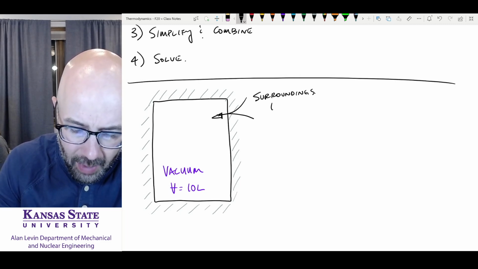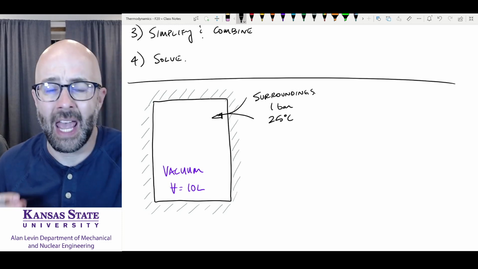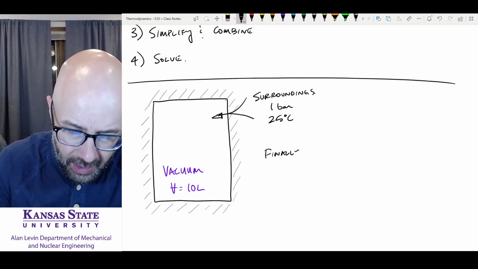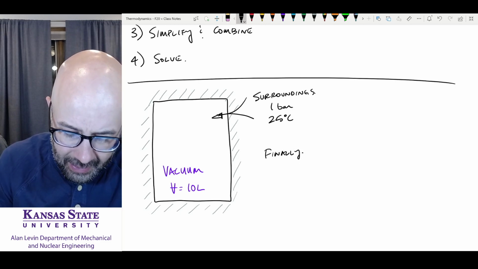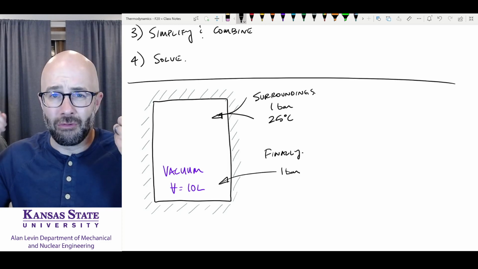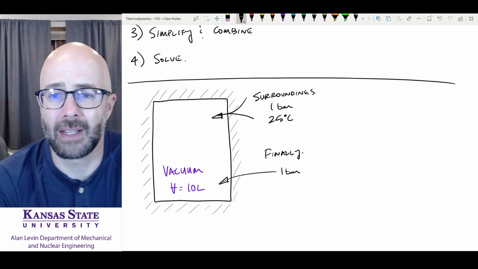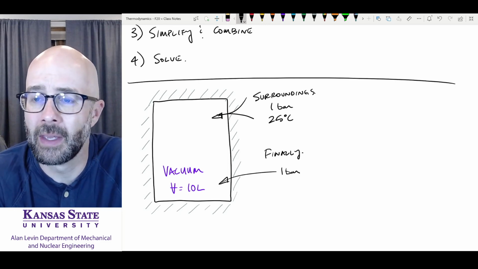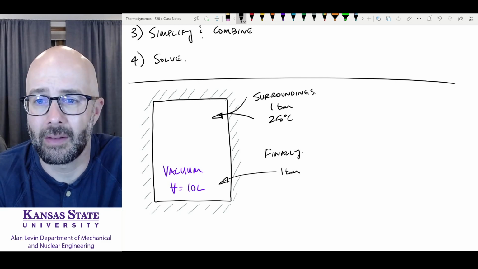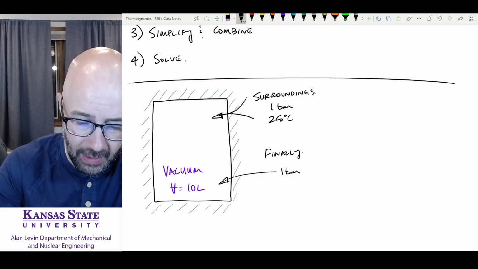And the surroundings are 1 bar, and they're 25 degrees Celsius. And this is going to happen. This is going to rush in until finally this tank is going to be at 1 bar. So it started as a vacuum, and we're going to have air rushing into the tank until we get it to be 1 bar. Makes sense. This could happen. A vacuum tank that has a little pinhole. Surroundings rush in until it equalizes the pressure.